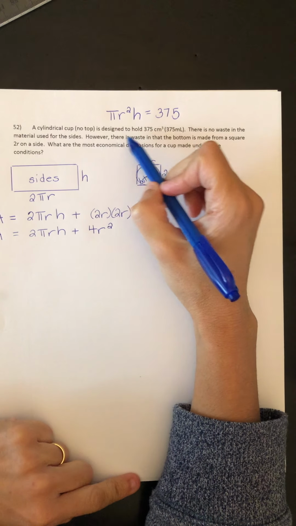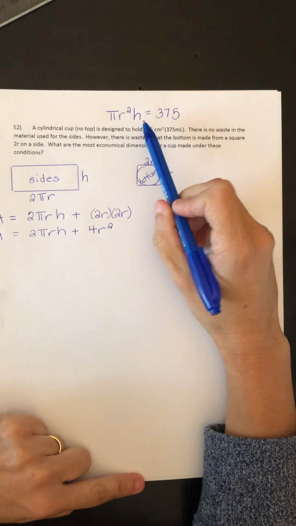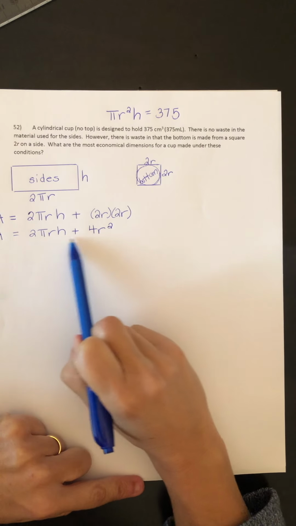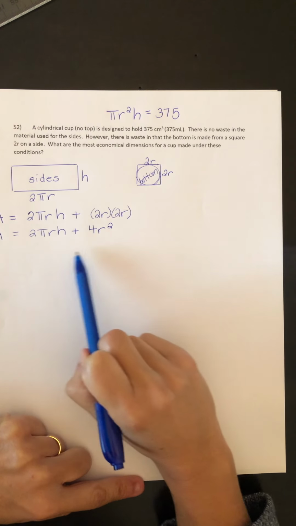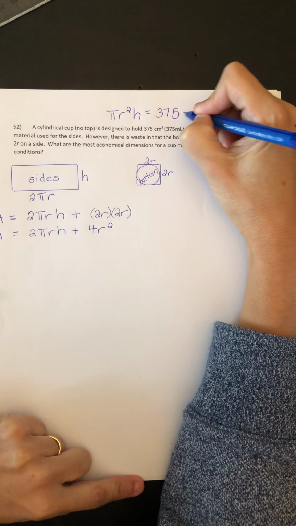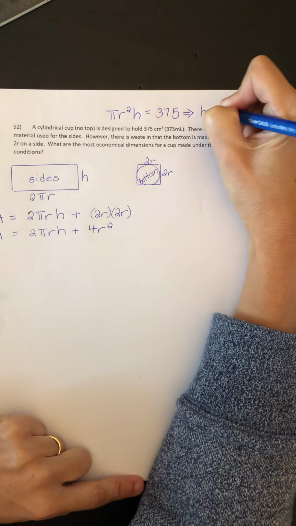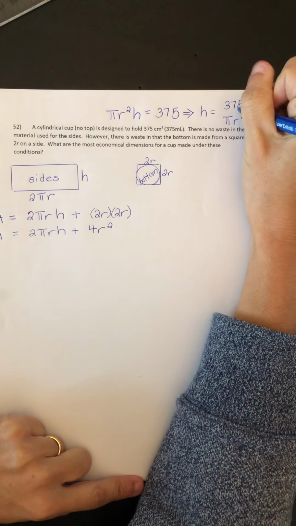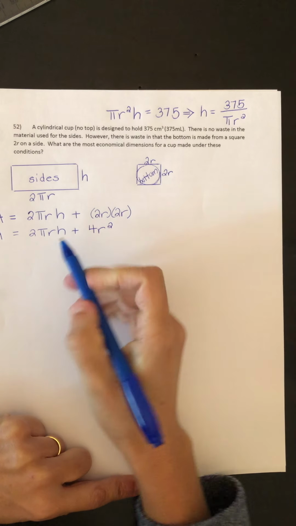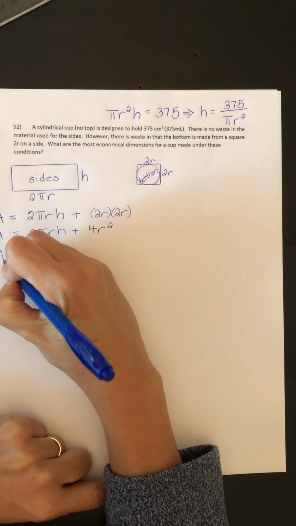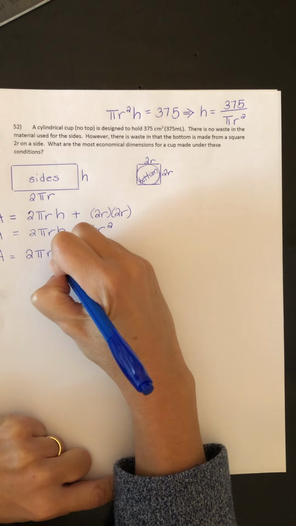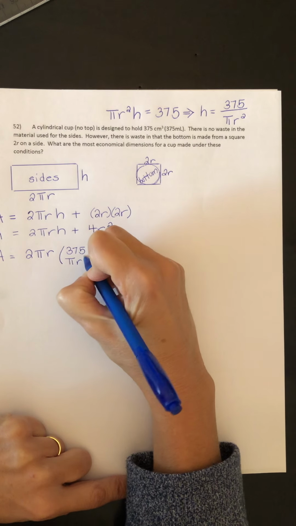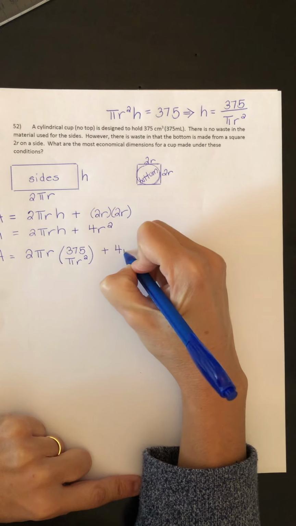This is very helpful to us because we can isolate h from this equation, and then we will have an equation only with r's in it. From this equation, we can see that h is 375 divided by pi r squared. And that can be substituted right here in the equation. So the equation becomes 2 pi r times 375 divided by pi r squared, plus 4r squared.